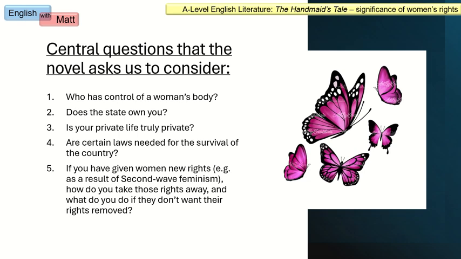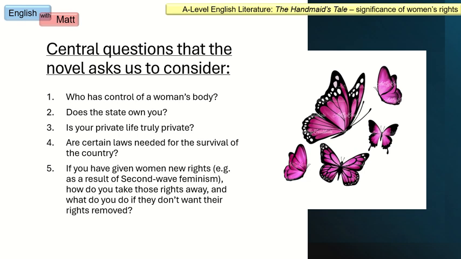Are certain laws needed for the survival of the country? I say that because one of the reasons why Gilead has the childbearing law is because of the falling birth rate, which is something that a lot of countries around the world right now in 2025 are having to deal with. The question is, if you have a falling birth rate, what do you do to make sure your country doesn't effectively die out, I suppose?